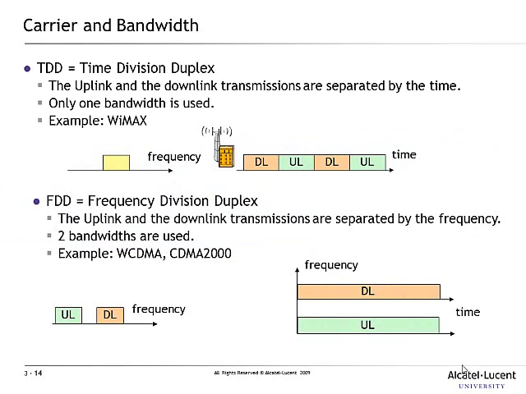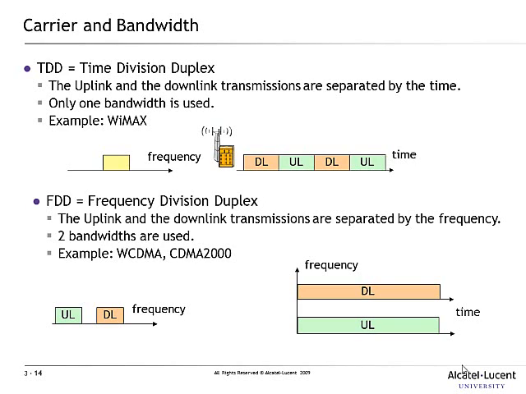Okay, now if we go further, we see that in the context of OFDMA, we can either use FDD or TDD. Just a little bit of recap for those who are not familiar with this. Time division duplex means that you always transmit on the same frequency band, but you separate the uplink and downlink in terms of time. So for one portion of the time, we transmit on the downlink. For another portion of the time, we transmit on the uplink. So we only need one bandwidth or one part of the spectrum for that. This is used in WiMAX.